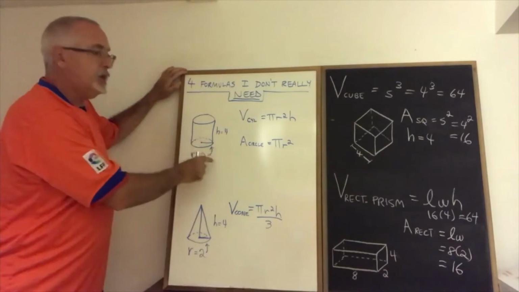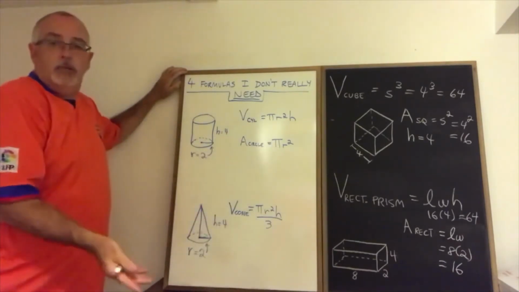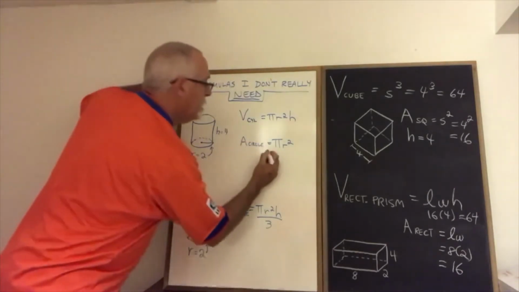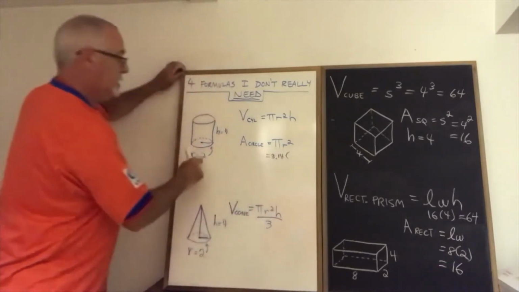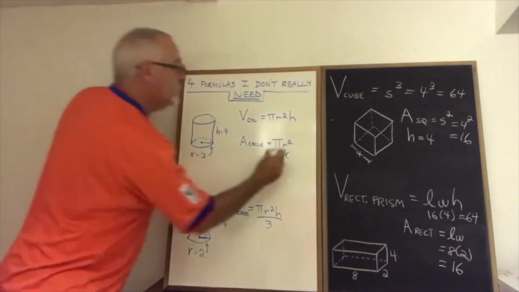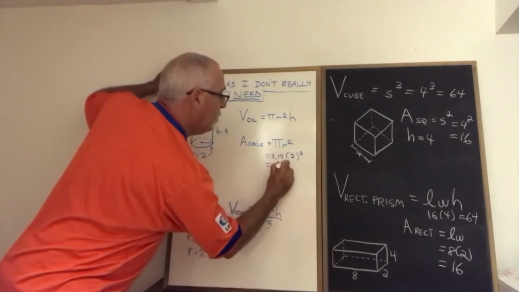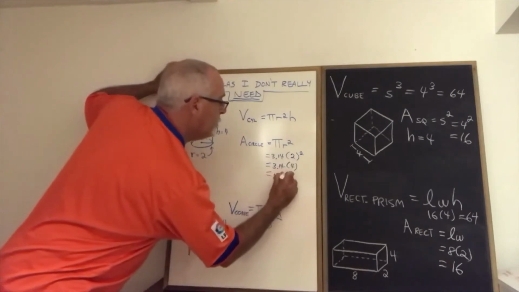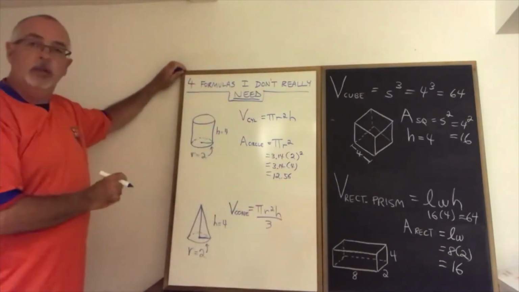With the cylinder, the shape at the bottom is a circle. And the area of a circle is pi r squared. We already have to know that. So if we use 3.14 as our pi, we have 3.14 times 2 squared, because the radius of this circle is 2, which is 3.14 times 4, which is 12.56 units squared. I have the area of the circle on the bottom.